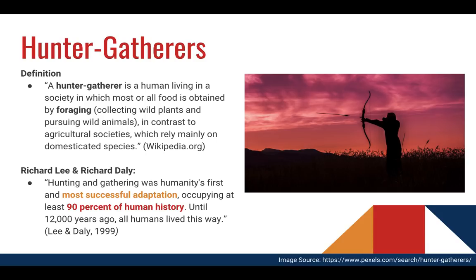Now, when we think about hunting and gathering, we think about how old it was, how long ago it was, and how remote the idea of doing that today would be. But Richard Lee and Richard Daly, the authors of the Encyclopedia of Hunter-Gatherers, point out that it's actually our most successful adaptation ever, and it occupied 90% of human history. In fact, until about 12,000 years ago, all humans lived in this way. So if you had the chance of being born in any era of human history, there's a 9 out of 10 chance you would have been born a hunter-gatherer.